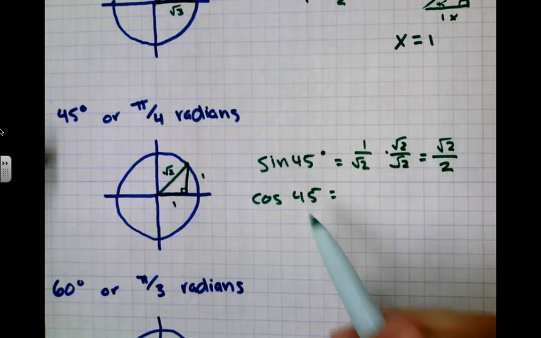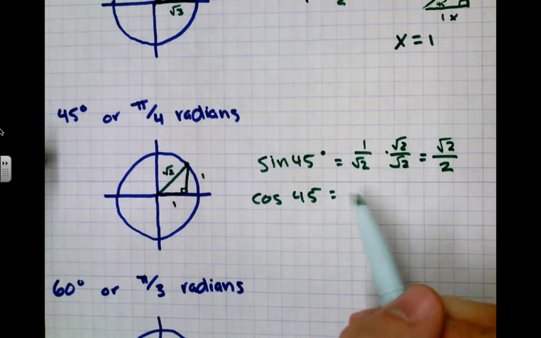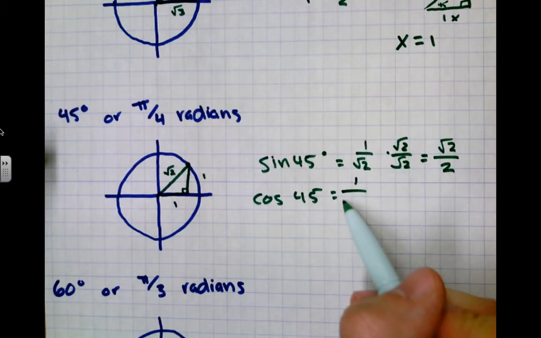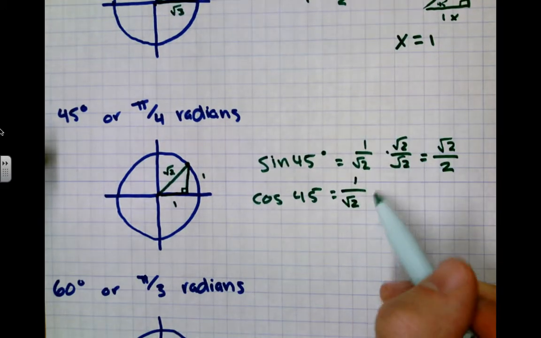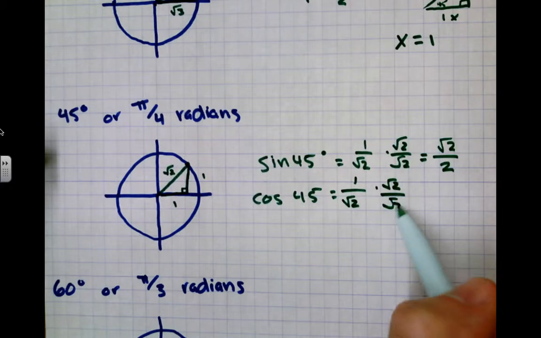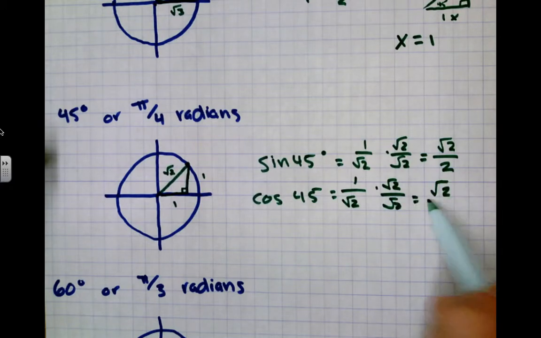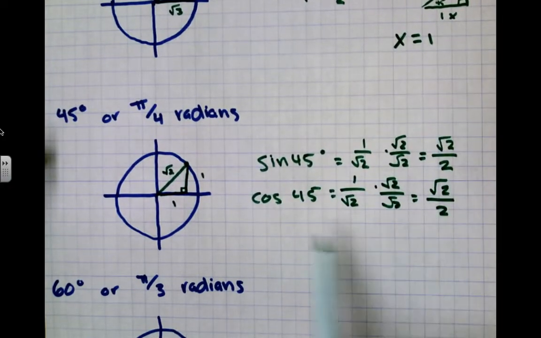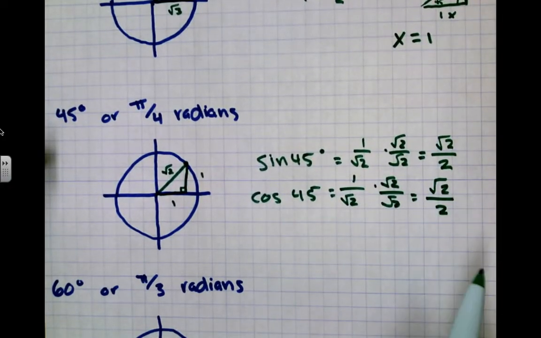We got rid of that radical on the bottom. And we're really going to do the same thing with cosine of 45. I'm going to look at x, in this case, is 1, and my radius is the square root of 2. Same exact process as for sine, and I would have square root of 2 over 2 again. So what that's telling me is my sine of 45 is square root of 2 over 2, cosine of 45 is square root of 2 over 2.